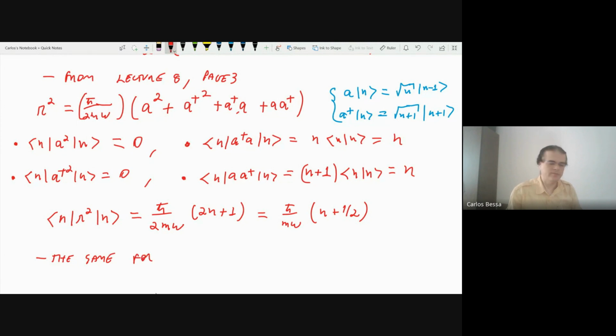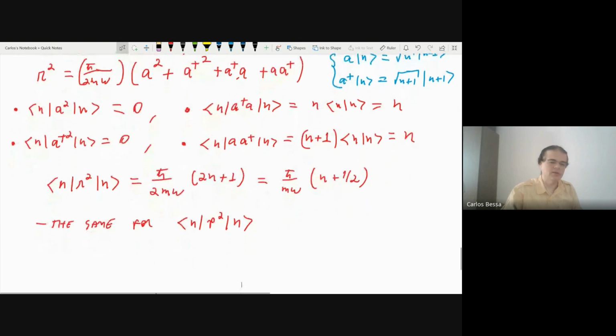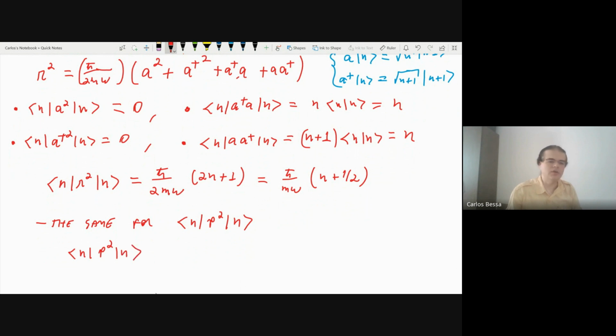And the same for P, and P squared. We'll find that n, P squared, n, we use the definition of P. I didn't put it here, but we can see this in the same lecture. I think the same page. If it's not the same page, it is one page after we define P. So P squared will have only h bar omega times n plus 1/2. So we'll do the same manipulation here, and we'll find the P squared.